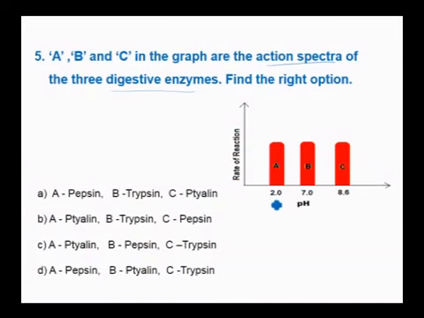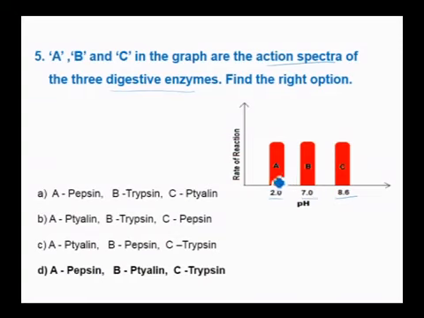See, we will have to look into the pH. 2 is highly acidic, so it might be the enzyme of the stomach. 7 is neutral. 8.6 is alkaline. So, if it is 7, it might be an enzyme of the mouth. 8.6 might be in the small intestine.